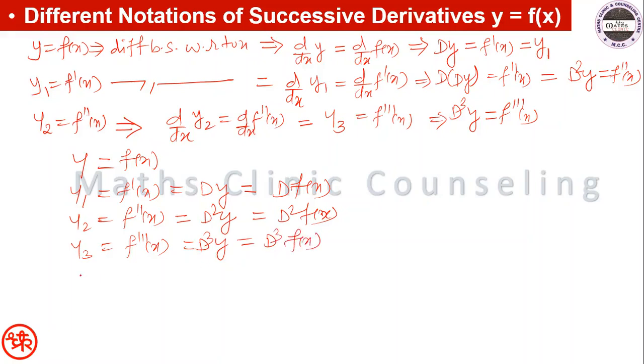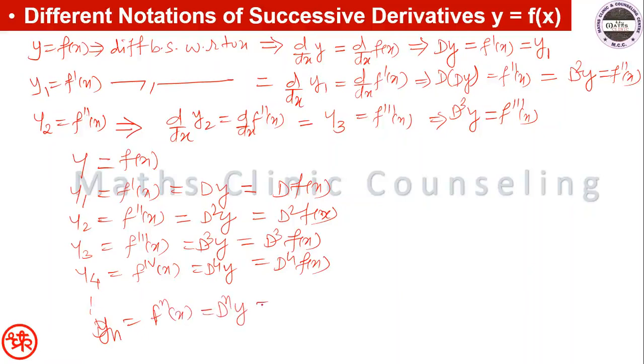Is that clear? Then y4 is equal to f4 of x, and that is equal to d4 of y, and this is equal to d4 of f of x. Is that clear? And so yn is equal to what? f n of x, and this is equal to dn of y, and that is equal to dn of f of x.